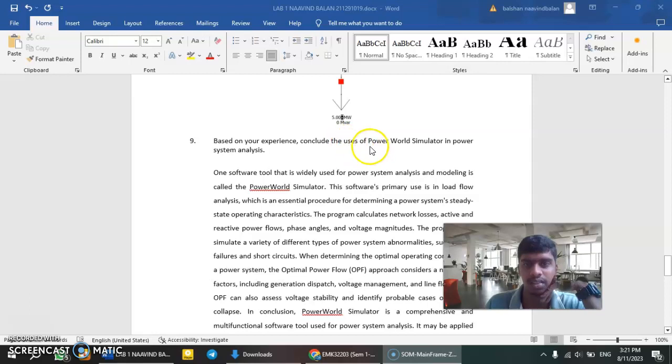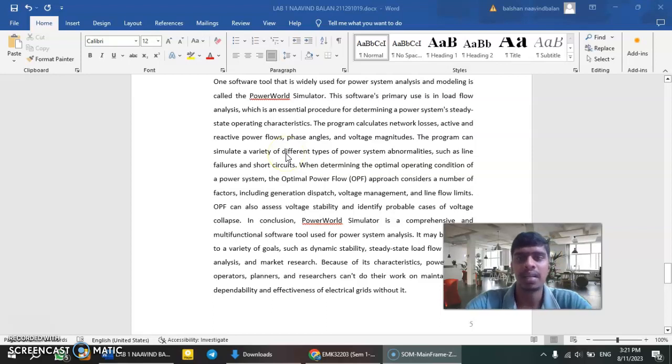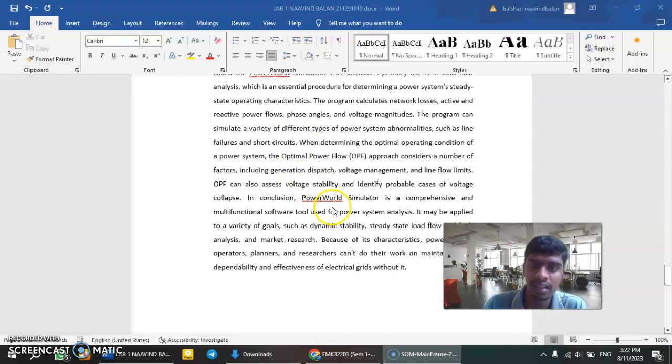Based on the questions, we use the PowerWorld simulator in system analysis. This software is primarily used for load flow, which is essential for determining the steady-state operating characteristics of the power system. The optimal power flow approach considers a number of factors, including generation dispatch, voltage management, and line flow limits. OPF can also assess voltage stability and identify cases of voltage collapse.